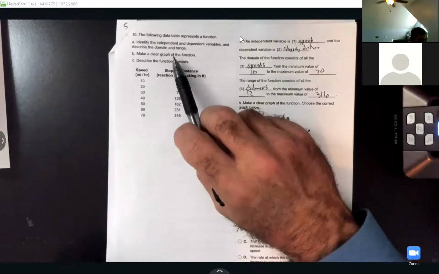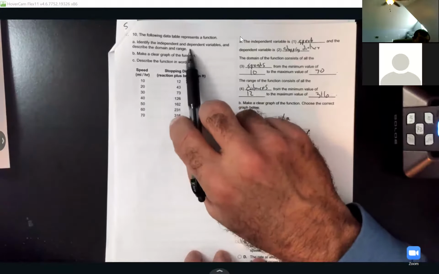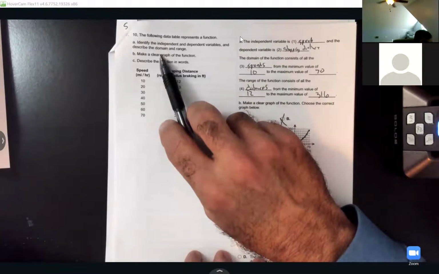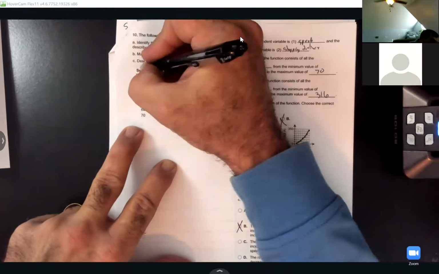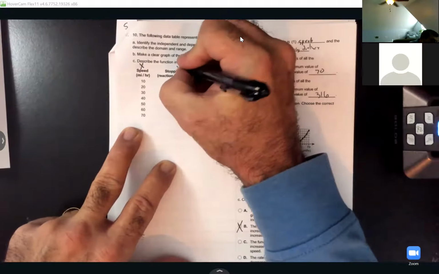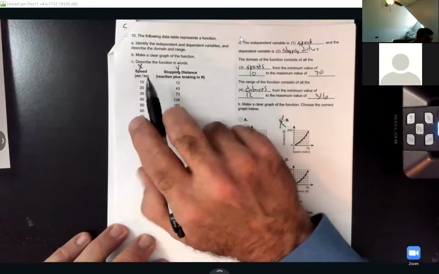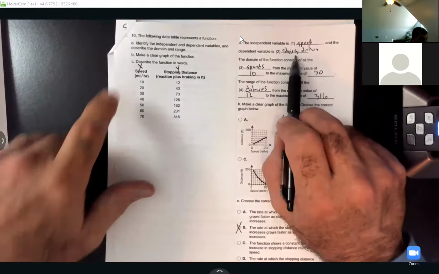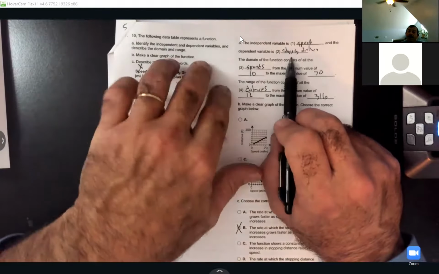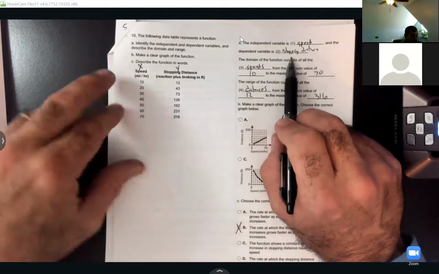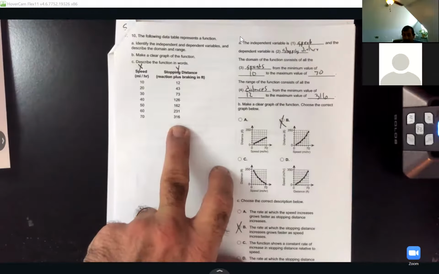All right, so the same thing happened here. This one says, identify the independent and dependent variables and describe the domain and range. So over here, I said, well, the independent variable is the speed, because that's like your X's. And that's like your Y's. That's like the data table, okay? And it's always got your X's and your Y's. So the speed is your independent variable. Stopping distance was your dependent variable. Okay, the faster you go, it looks like, the longer the stopping distance is.